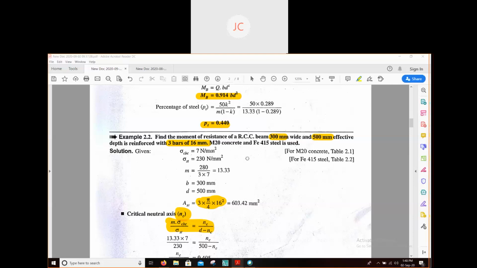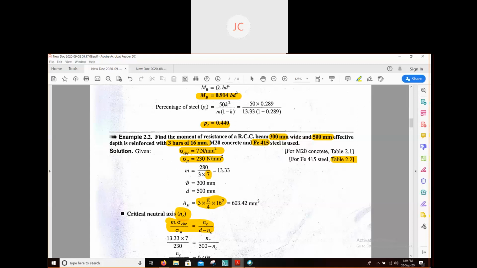Since M20 grade of concrete is given, from Table 21 of IS 456 you get sigma cbc equal to 7, and for Fe 415 you get sigma st equal to 230 from Table 22 of the IS code. Next we have to find the value of m. The formula for m is 280 divided by 3 sigma cbc. Sigma cbc value is 7. If you put the value here, you will get m.